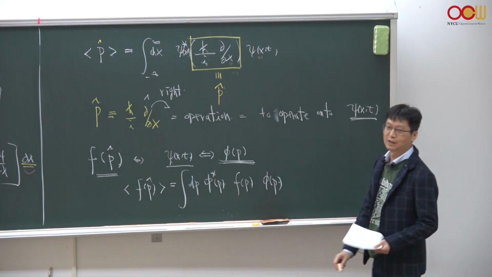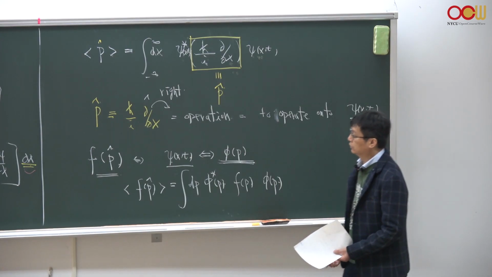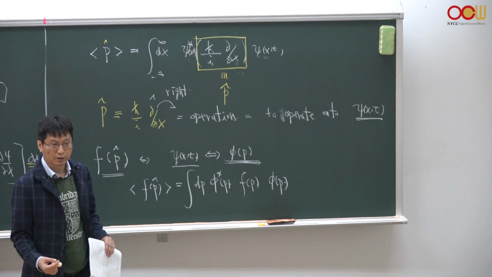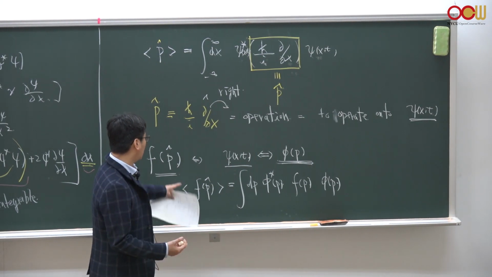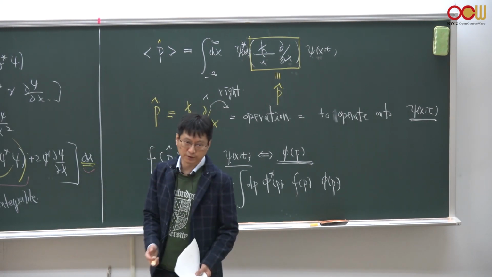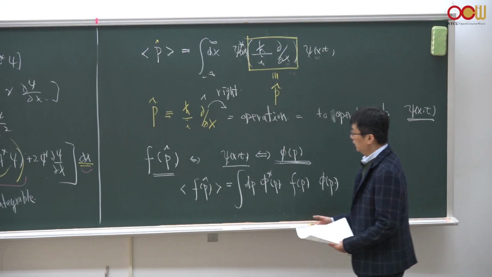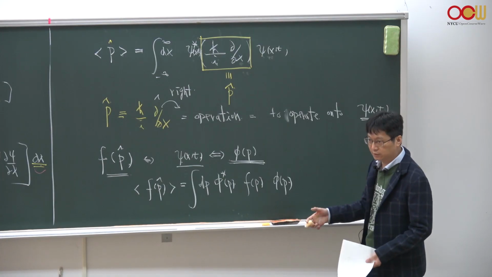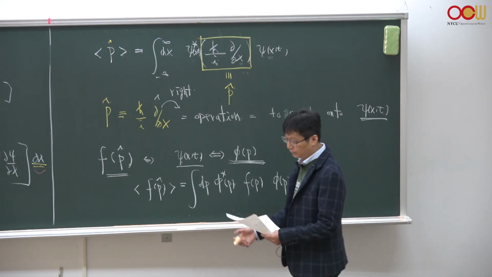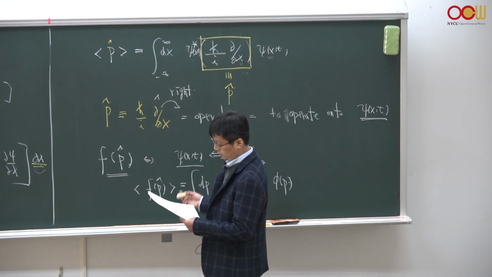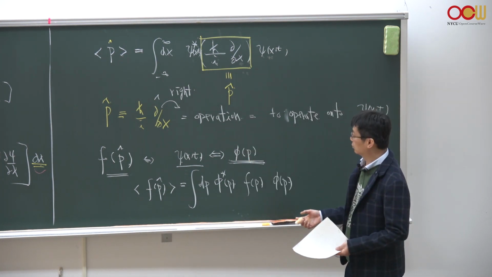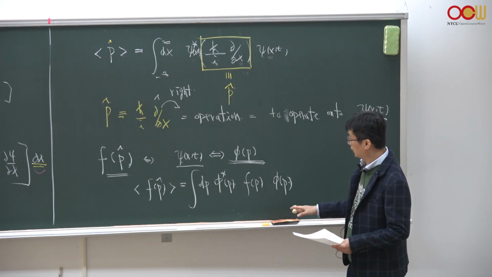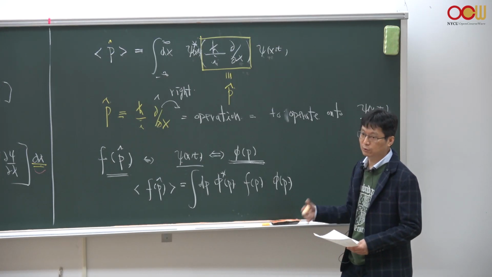Which means that we could use either the real space or momentum space as a basis to evaluate the expectation value of any quantum mechanical operator. Meaning, we can express any quantum mechanical operator in terms of either x or p, whichever is convenient for us. Okay? And we'll show later that these two representations, either in real space or in momentum space, are completely equivalent.